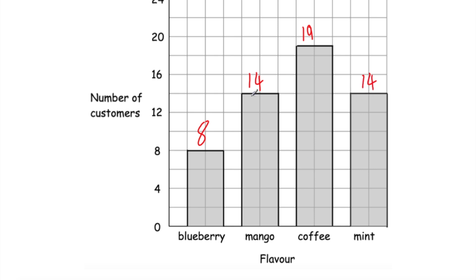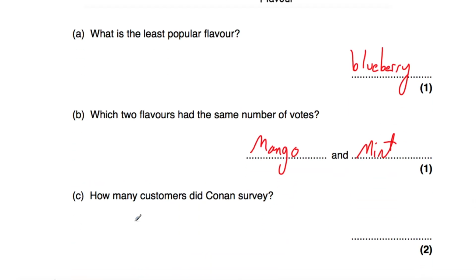That's a calculator paper, so we need to do 8 plus 14 plus 19 plus 14. So let's write that method down, 8 plus 14 plus 19 plus 14. And if we add those together, that'll give us how many customers he surveyed. And when we add those together, that's equal to 55. So that means that Conan surveyed 55 customers. So the answer is 55. He surveyed 55 customers. Okay, next.